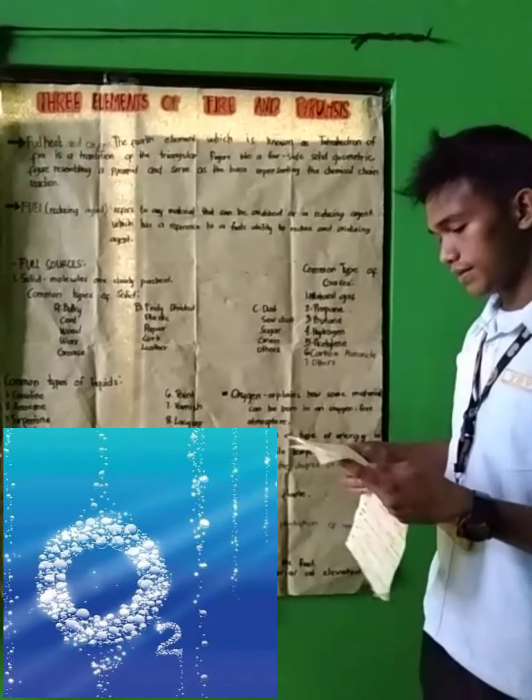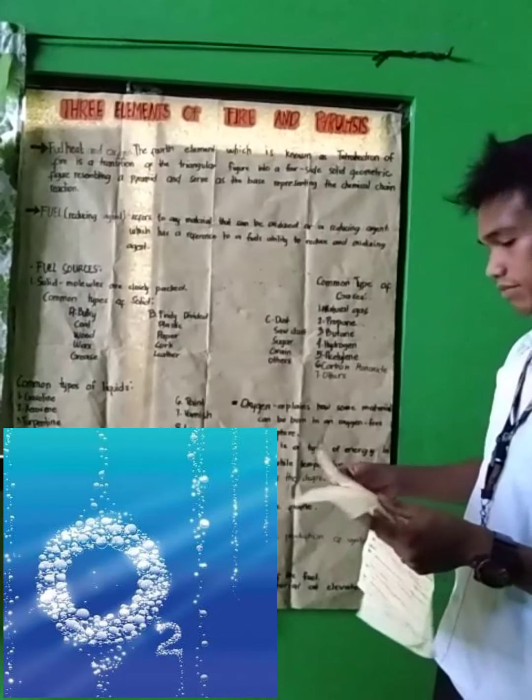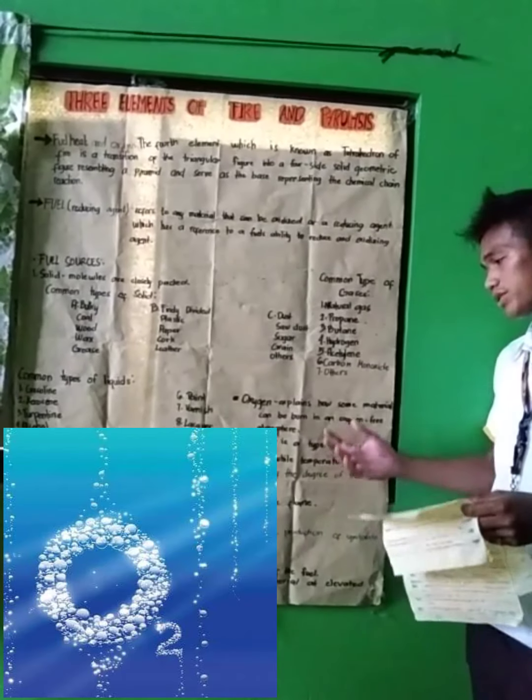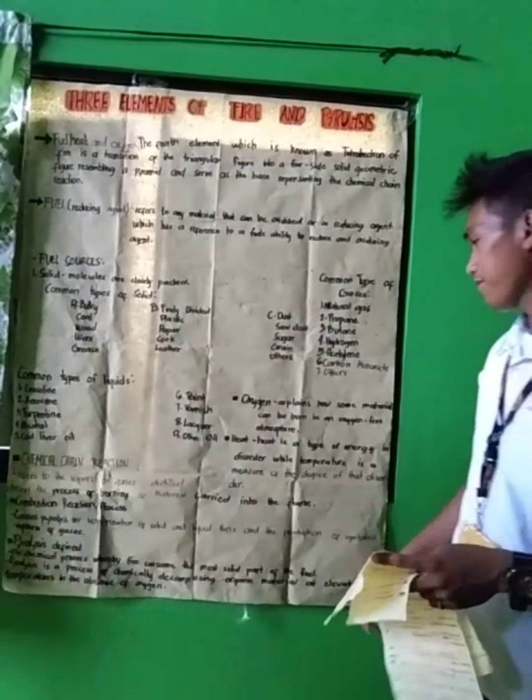Next, oxygen. Oxygen explains how some material can burn in an oxygen-free atmosphere. So the most common example of oxygen is the very fresh air that we breathe.